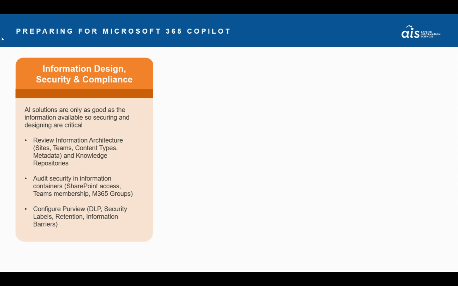Next thing is addressing oversharing or any security concerns, and doing that by ensuring that you're auditing security in these information containers. So things like who has access to your SharePoint sites, Teams membership, and M365 groups, of course. All those pieces, make sure that they are set up in the proper way. You can use the tenant administration to configure that, to check this out in the active site list. You can also use PowerShell to retrieve more robust reports to investigate it.